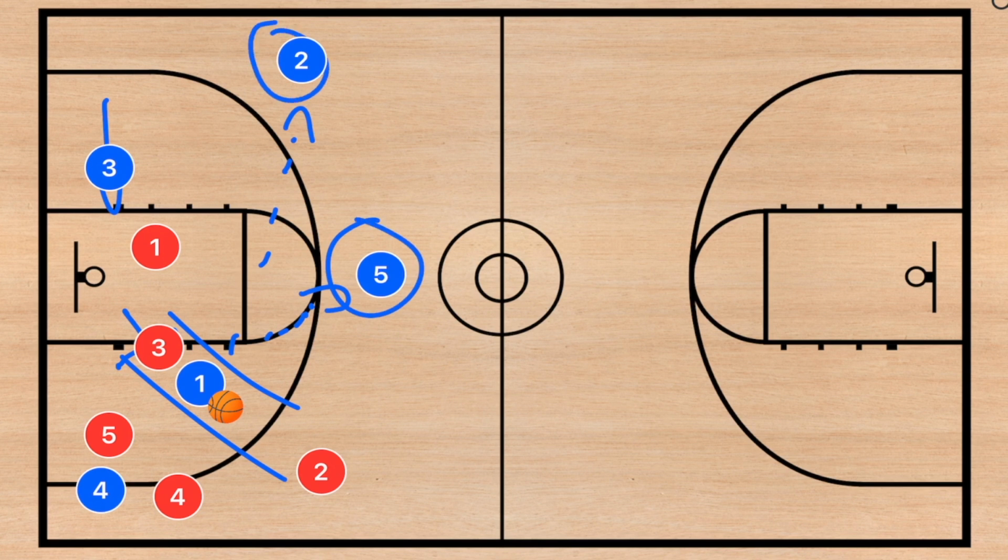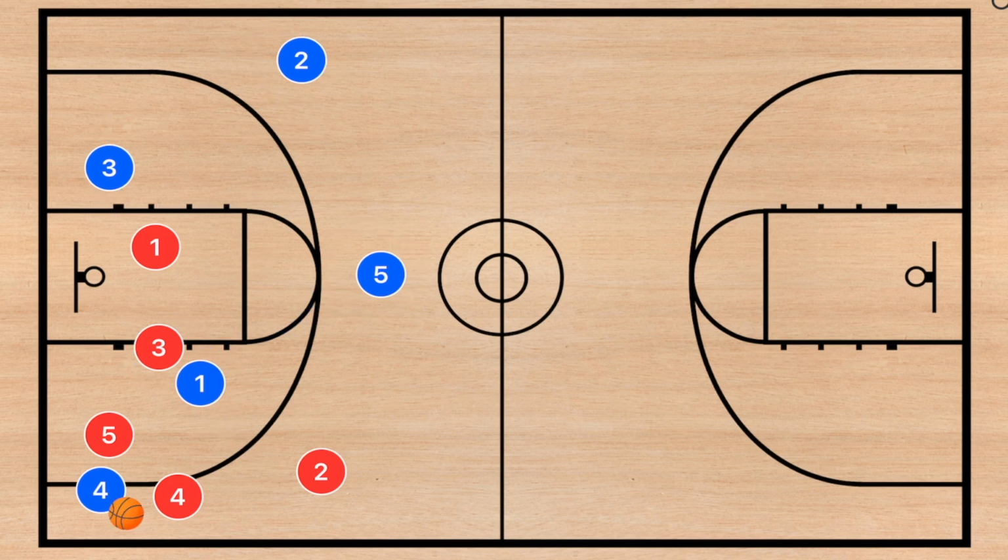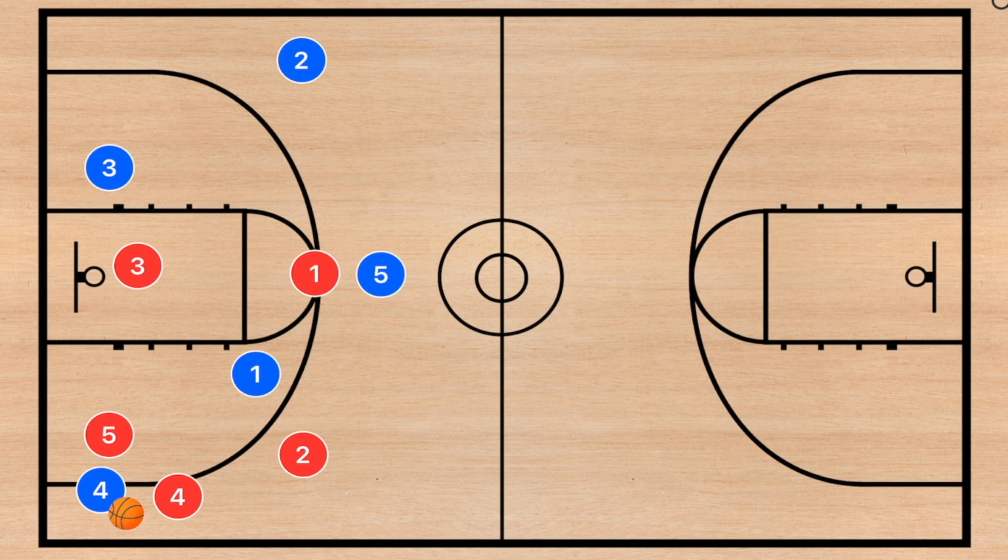So we need to make sure that there are absolutely 0 cutters, and if there is a cutter, then basically what has to happen is player 2 has to front face or at least contest the cutter so that he does not get the ball.